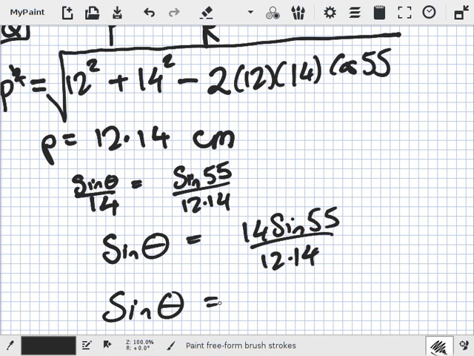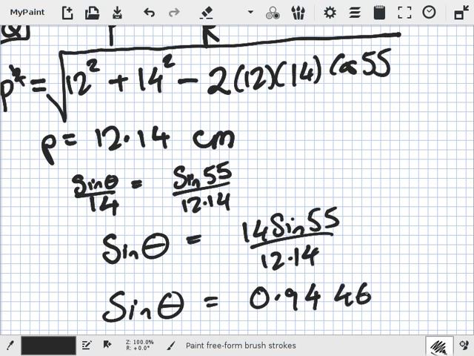Negative. Are you in degree mode? Okay. There you go. Okay. Problem solved. 0.94. That seems fine. Give me two more decimal places, please.